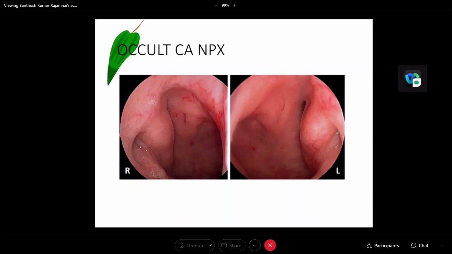And then this is the surprise thing. This is actually a malignancy of the nasopharynx on the right side, but it's completely occult. I put this slide from a classic textbook of oncology, Devita, I think. From Devita, I have taken this, how occult it is.